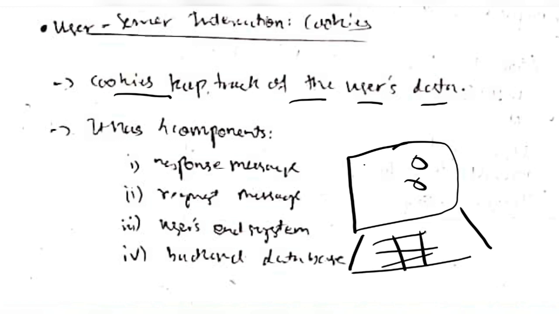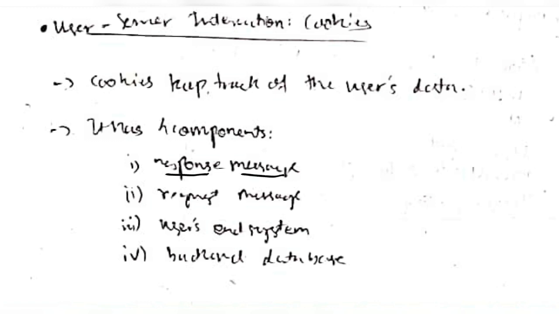Okay, if you selected a mobile phone here and you saw its price and the other information, next time you open this website you will be recommended more products of this type. That is done by the cookies. It has 4 components: response message, request message, user's system, and backend database.